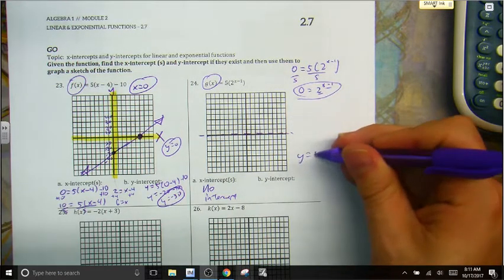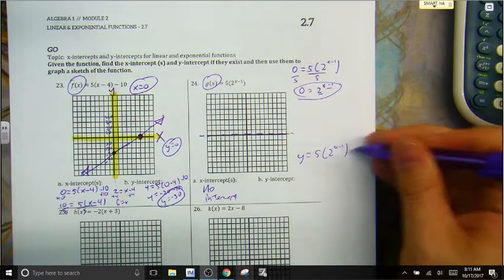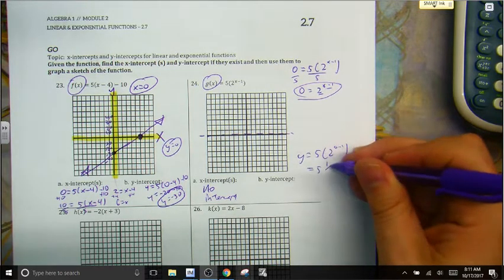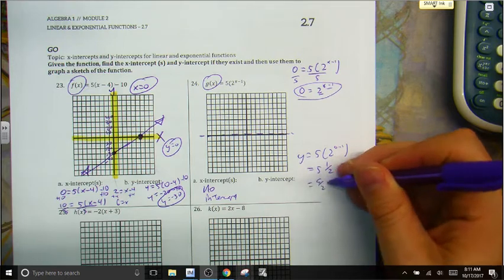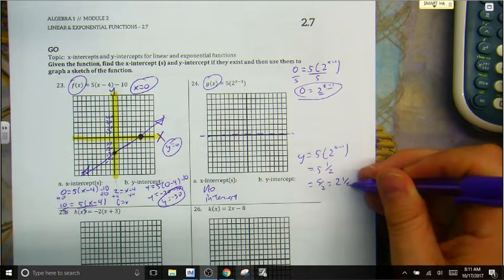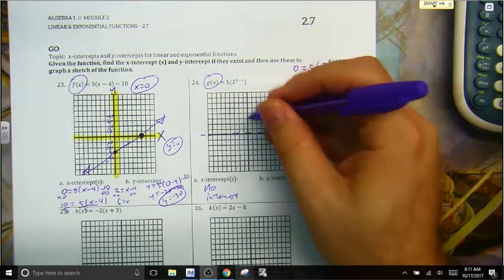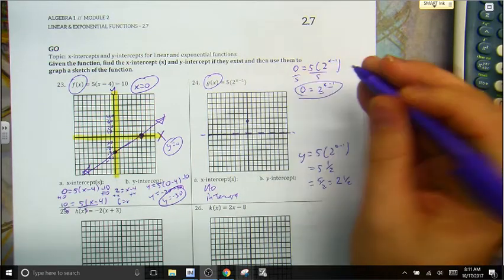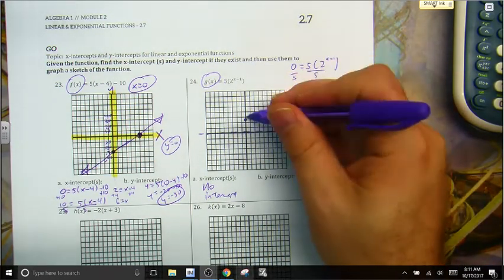So y equals 5 times 2 to the 0 minus 1, which equals 5 times 1/2, which equals 5/2, which is roughly 2.5. Actually, it's exactly 2.5. So we know it crosses at 0, 2.5. And so, sure enough, this being exponential, we know it's going to look something like this.